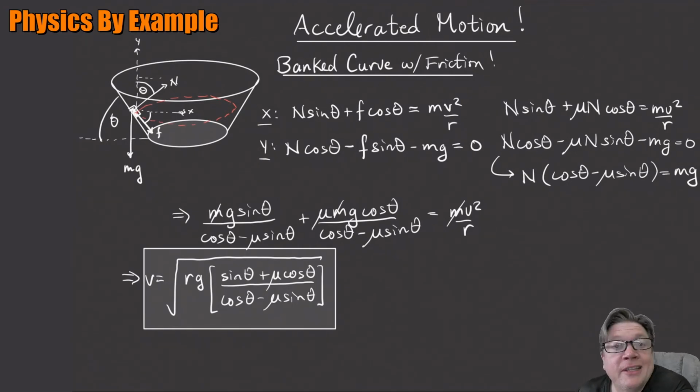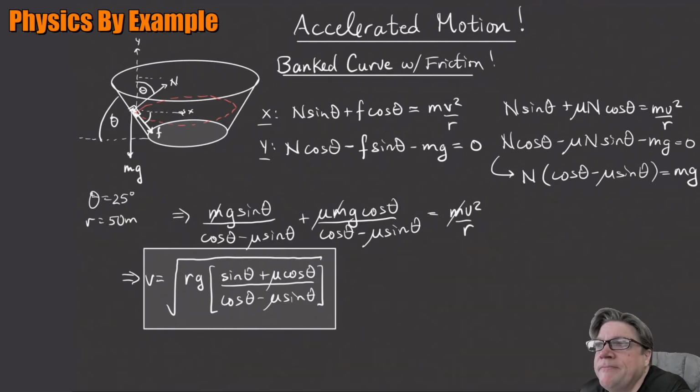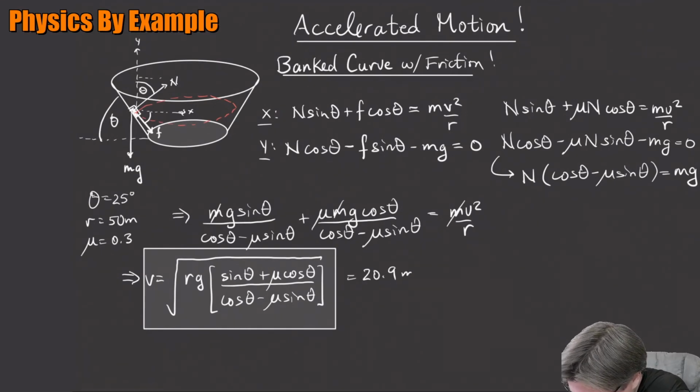So let's put some numbers in and see what this speed is actually going to be. Let's put a banking angle theta of 25 degrees. R is like 50 meters. And then mu between the tires and the road is like 0.3. If you plug those in, I got 20.9 meters per second. That sounds like a reasonable thing. It's sort of a limiting speed to keep you from sliding up the plane, right?